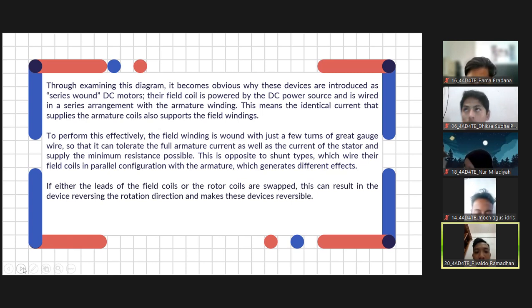This is opposite to the shunt type, where the field coil is in parallel configuration with the armature, which generates a different effect. If either the leads of the field coil or the rotor coil are swapped, this can result in the device reversing its rotation direction, which makes this device reversible.